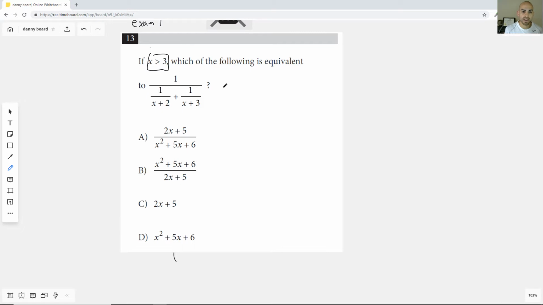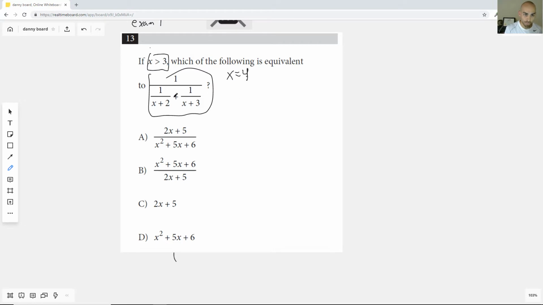What's the simplest number that x can be that we can plug into this equation and see that if we plugged that same hypothetical number into A, B, C, or D, that we get the same exact answer? Well, what's the simplest number? Well, it would be 4. So what we're going to do here is we're going to say that x is 4. That's totally allowed according to that rule of x being greater than 3.